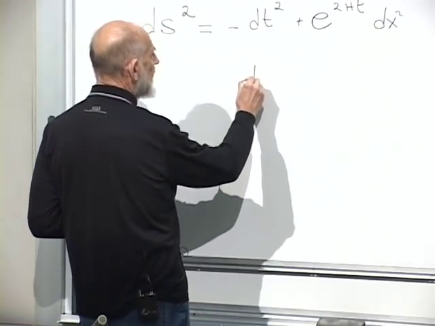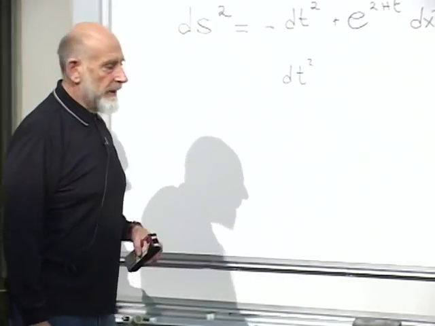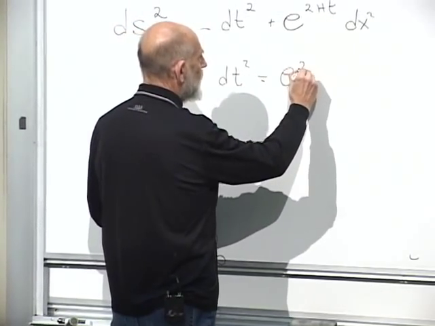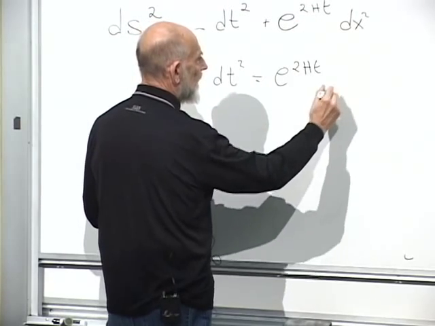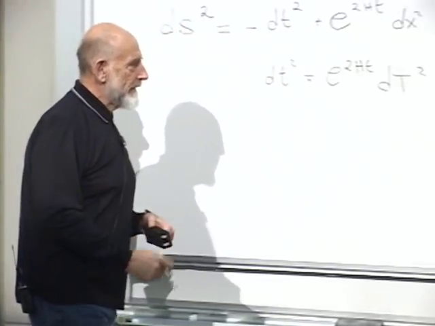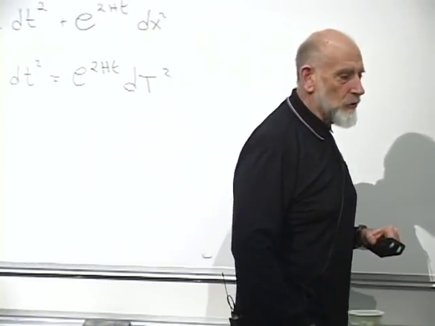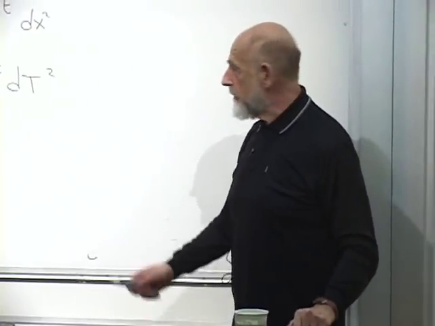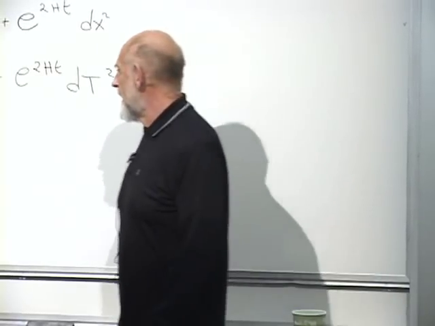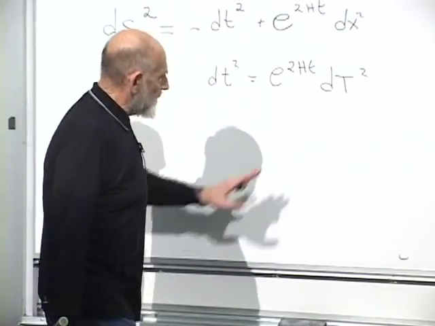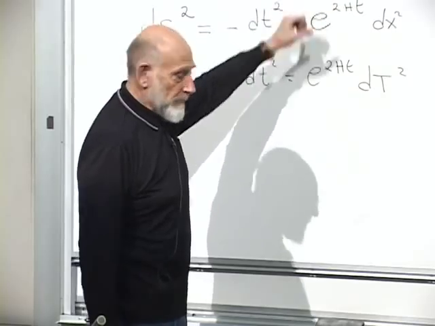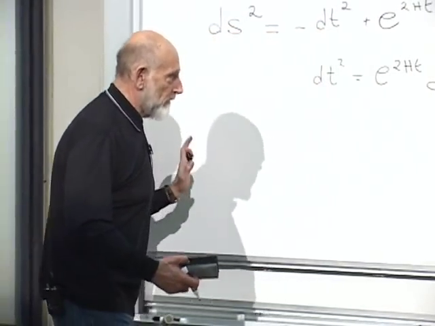It's going to be such that dt squared, what appears here, is going to be equal to e to the 2ht, exactly what appears here, times dT squared. This is the definition of capital T. It's a new time coordinate, and it's related to the old time coordinate by a pretty simple equation. We're going to solve it. And then we're going to rewrite the metric with the new time in place of the old time, and the metric will have a nice appearance that will allow us to explore it very nicely.